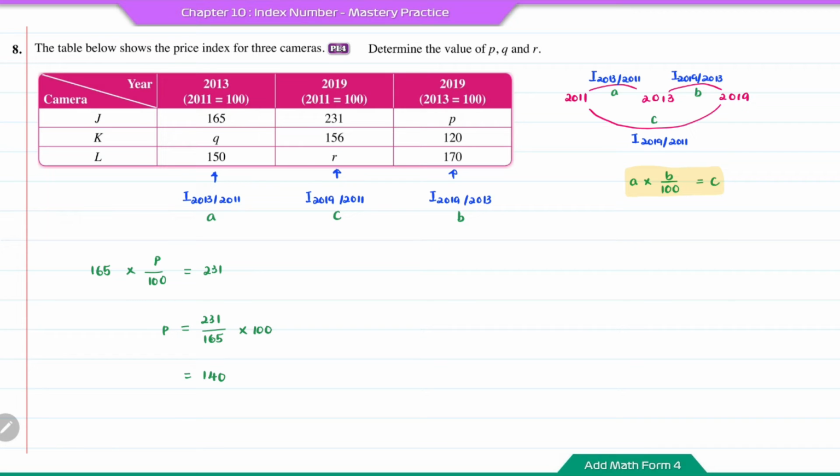As for Q, it will be Q times 120 over 100. This is equal to 156. So to find Q, it will be 156 times 100 over 120. The answer will be 130. As for R, it will be 150 times 170 over 100, this will give us the value of R. Therefore, R is equal to 255.